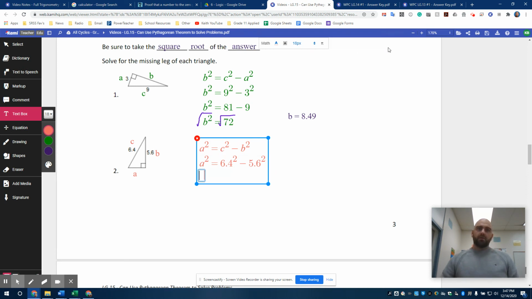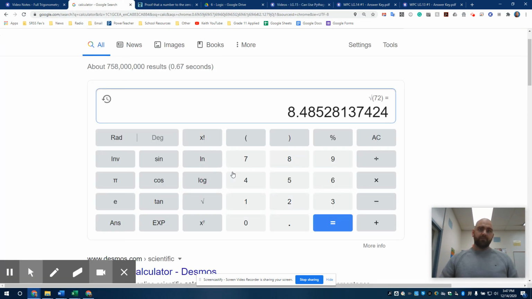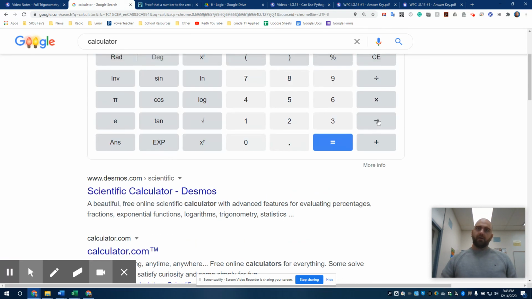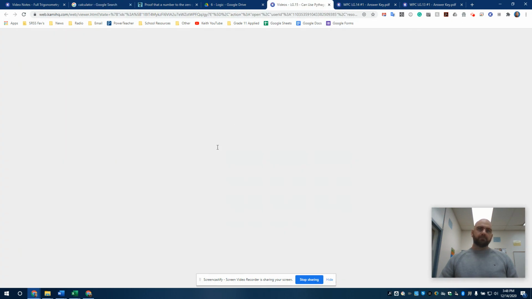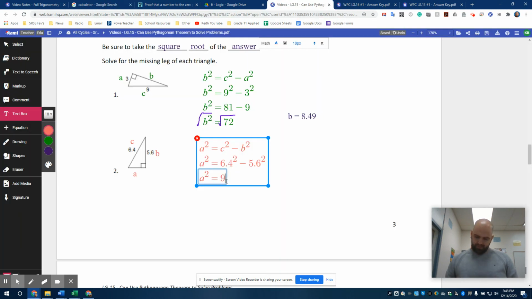And in this case, A squared is equal to, I'm going to use a calculator to solve for this one. So 6.4 squared minus 5.6 squared. And we get 9.6.